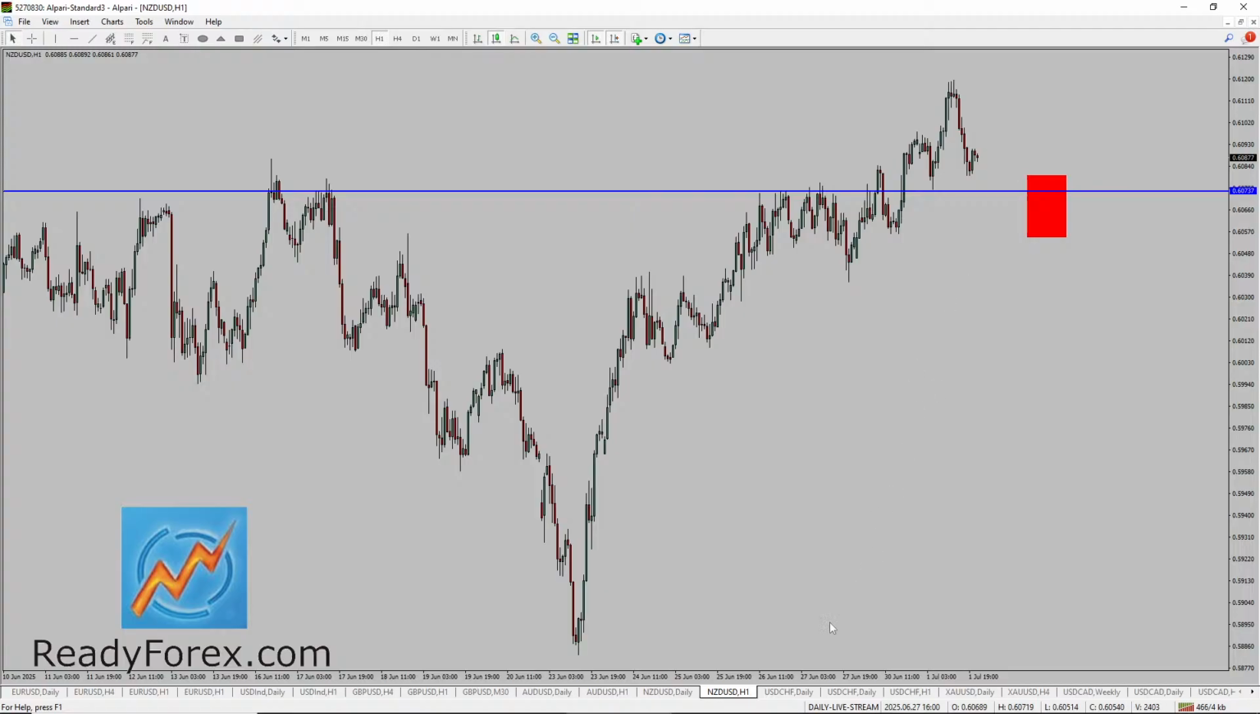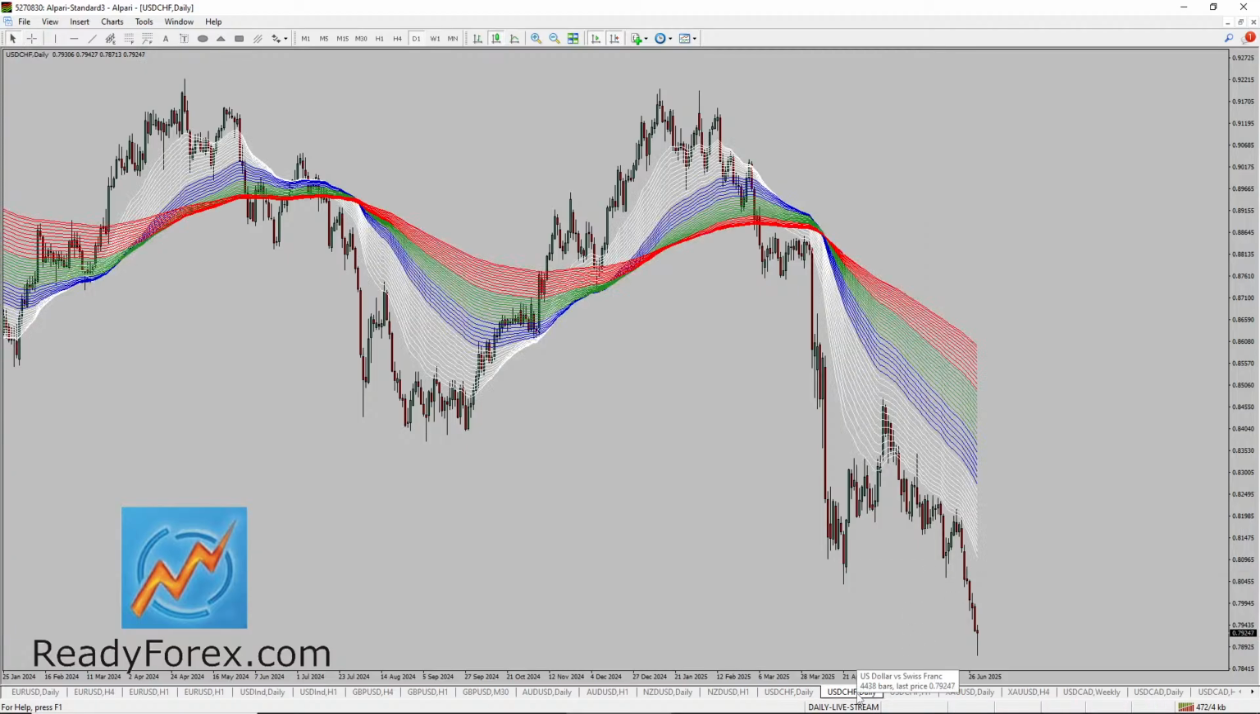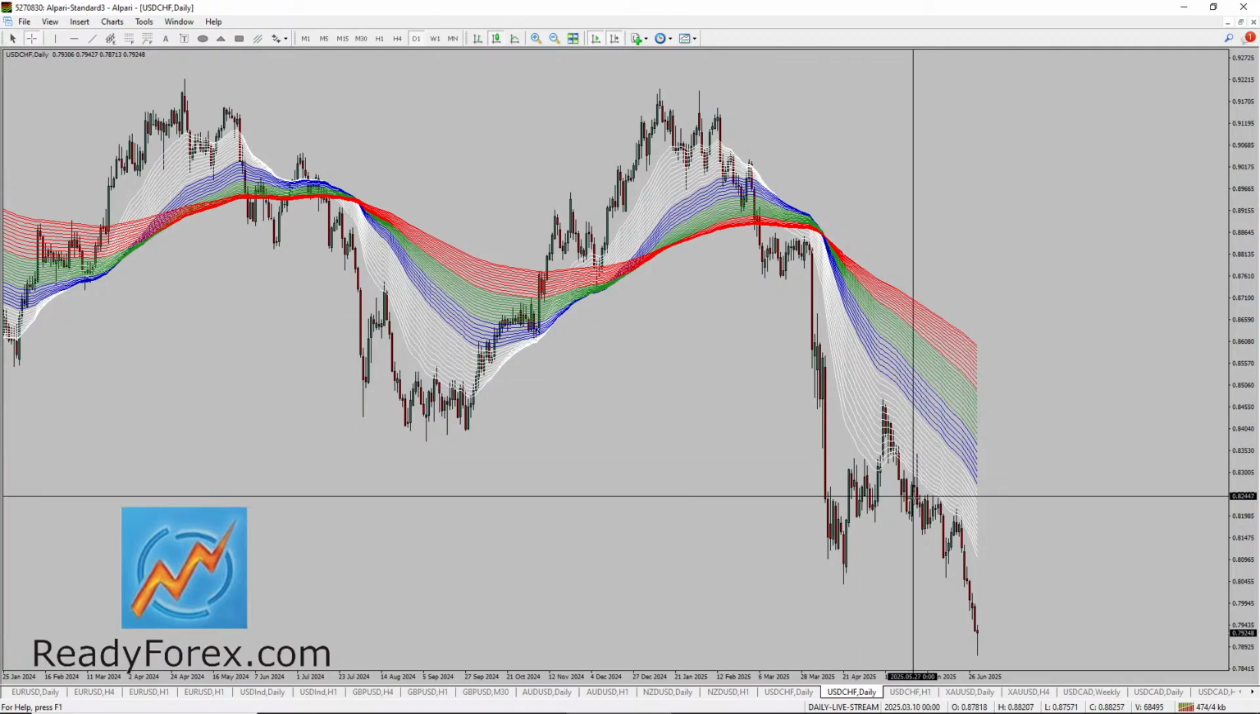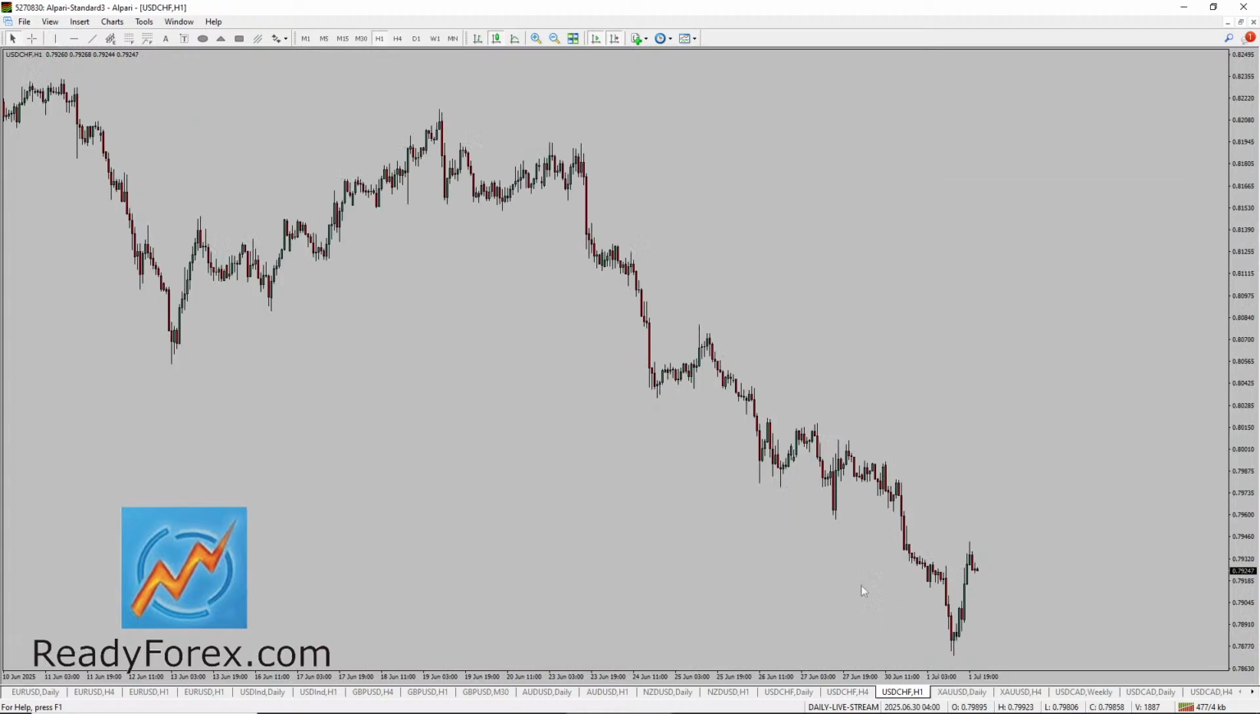Next, let us take a look at US dollar Swiss franc daily time frame. Now USD Swiss franc, you see nice downtrend over here. If you check out the daily chart, this is the rainbow over here right now, and you see the trend is clearly bearish. It's going down. If I check out the 4 hours, still a downtrend. Okay. Now in 1 hour time frame, we got this bullish rally over here, but this is not enough.